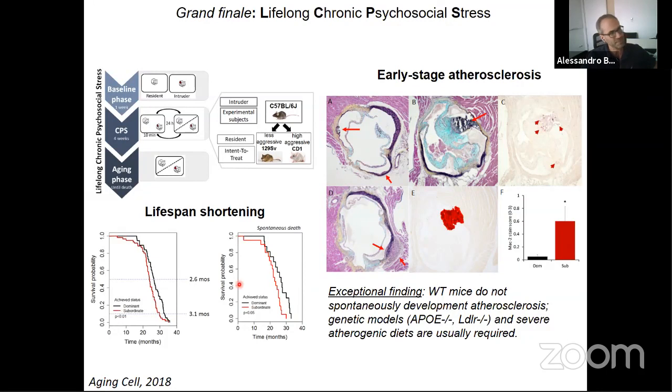Yet, at 17 months of age, subordinate animals develop something that can be defined, I think, as early stage atherosclerosis with immune cell infiltration at the commissure and the root of the aortic arch, with some rupture, with some calcification. So this physiological condition is so powerful to elicit an early stage disease, which normally doesn't develop in mice. And we are obviously following up on this using proper genetic models.